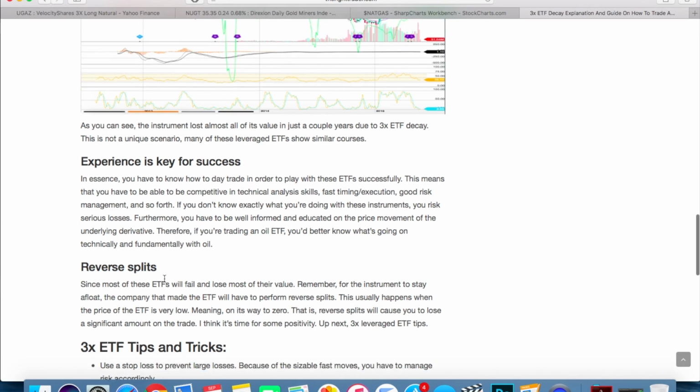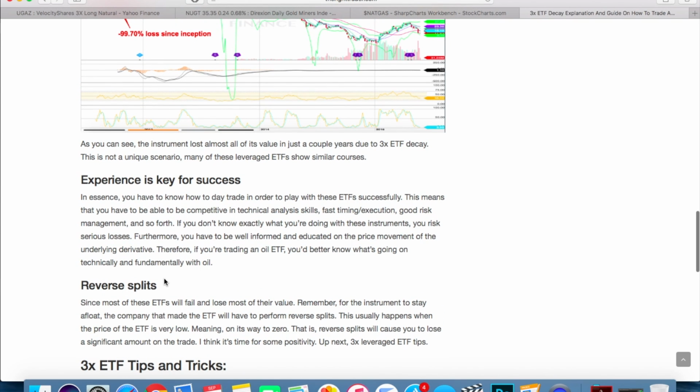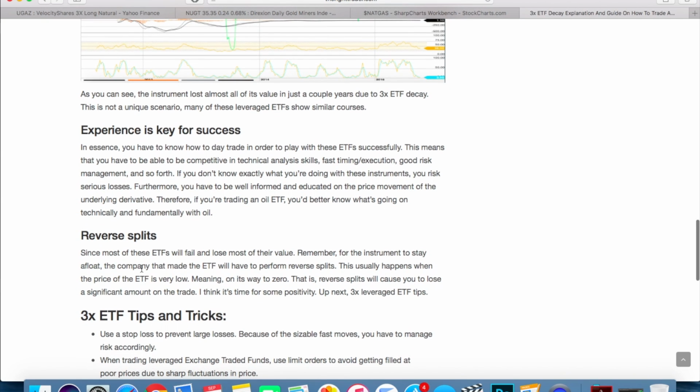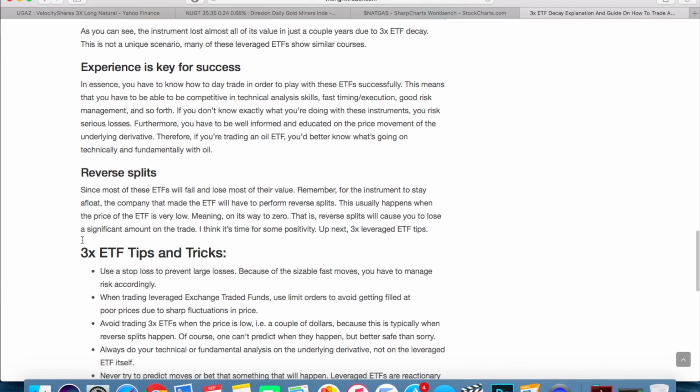You can also research this to get in some more detail on how reverse splits work, okay? But do be aware that they're very common with these 3 times ETFs, and they happen again and again, especially when the ETF is in the lower digit range. Single digits, like I said, that's usually when it happens. Usually under maybe $5. But it can really happen at any time if the ETF is doing badly, especially.